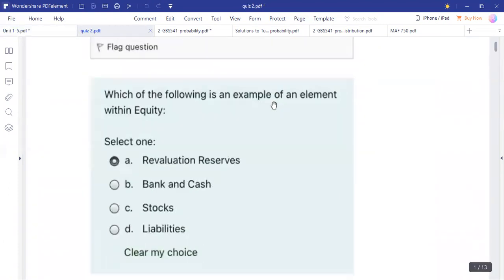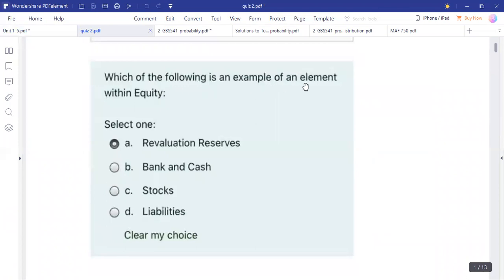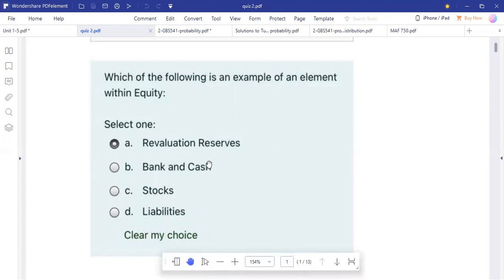So a quick follow-up. Which one of the following is an example of an element within equity? Okay, so we looked at this. There was revaluation, reserves, bank and cash, stock, liabilities. The element that is within equity, I talked about it, is reserves. These are sometimes called what? Retained earnings. These are part of equity.